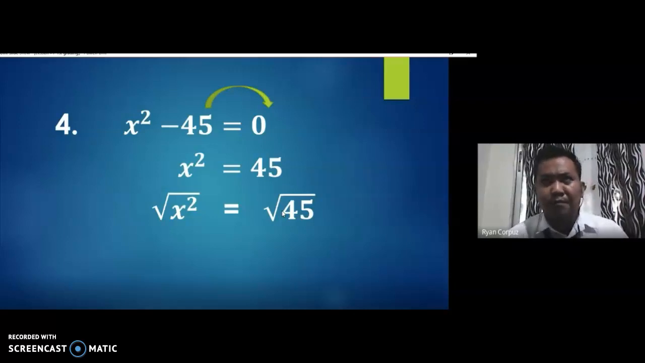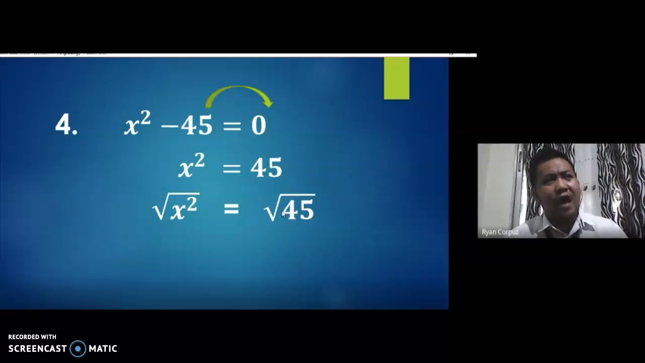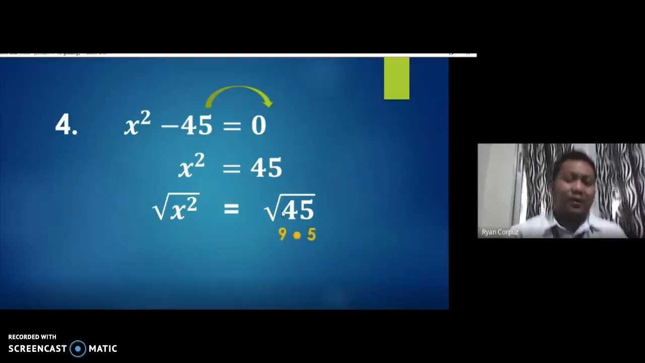9 and 5. So, in 9 and 5, is there a number among those two that, when you multiply it by itself, the answer is one of those two numbers? 5, there's none, right? How about 9? We can multiply the number 3 by itself. The answer is 9. So if you find that number, that means you are dealing with the right factors. So, for 45, the right factors would be 9 times 5.